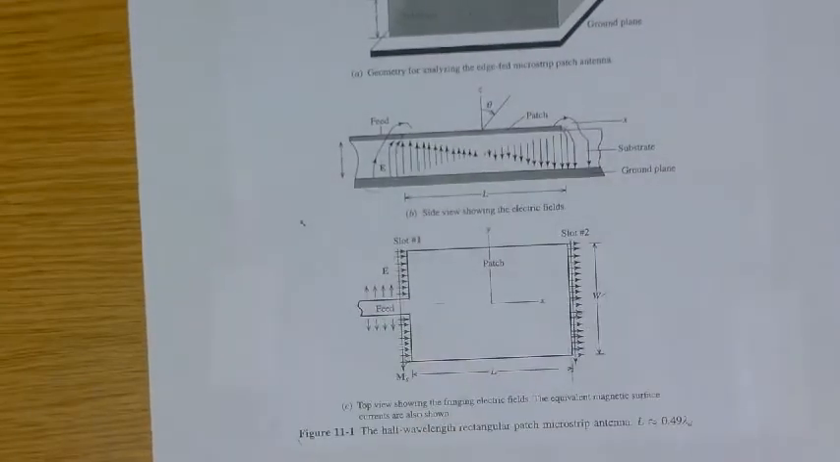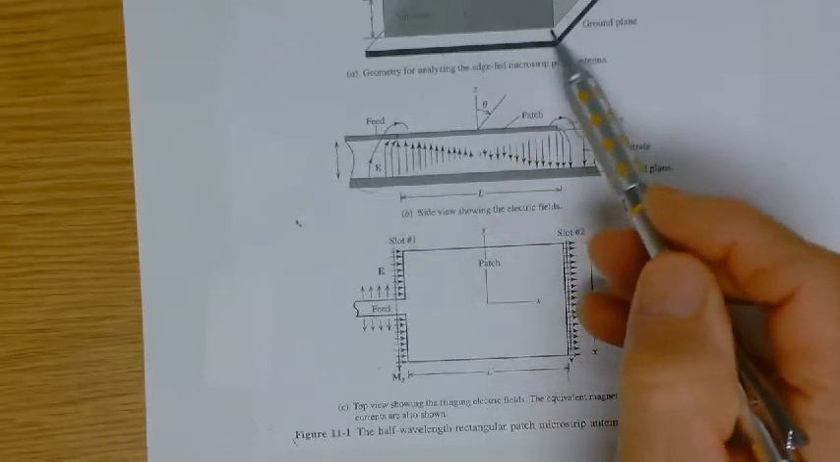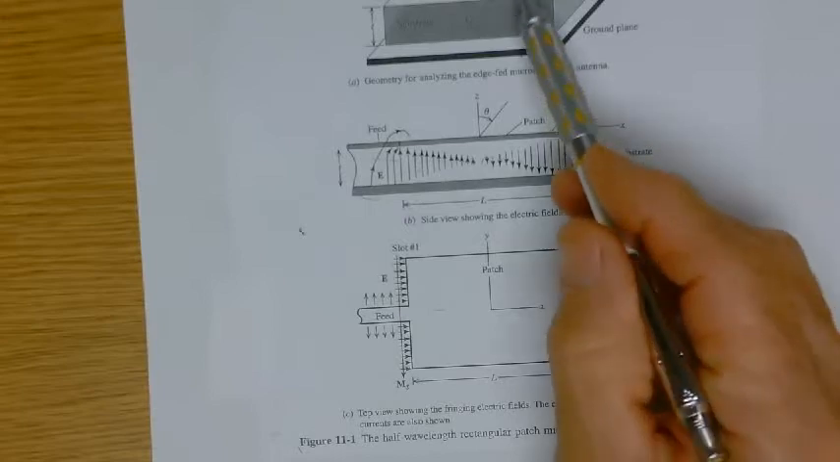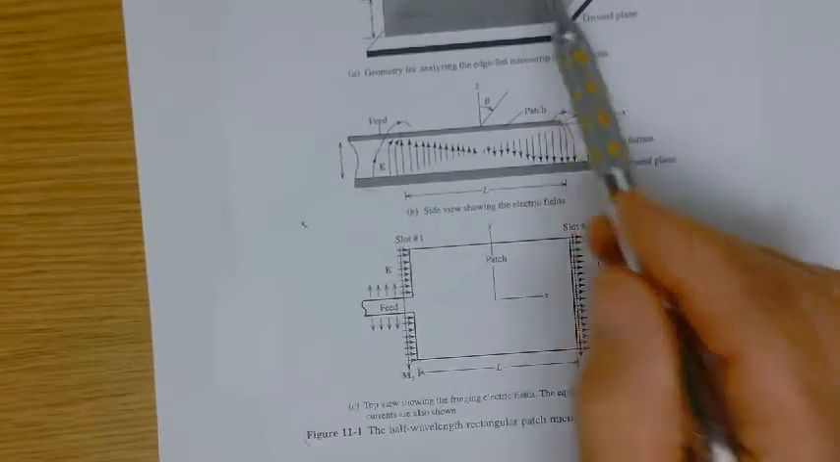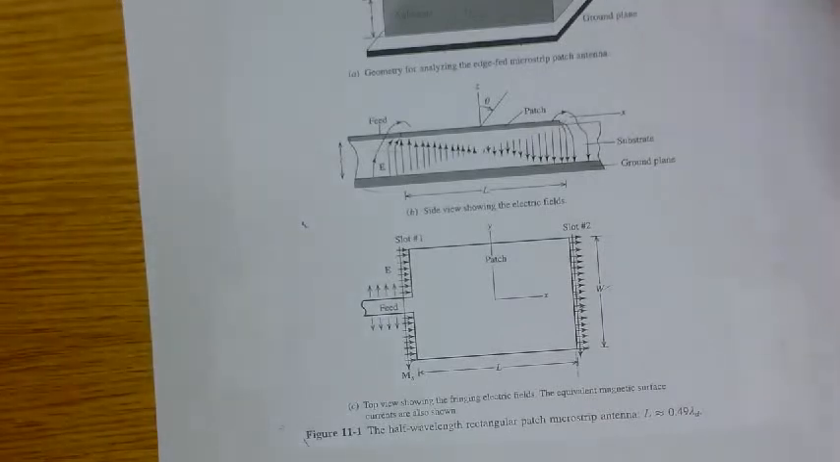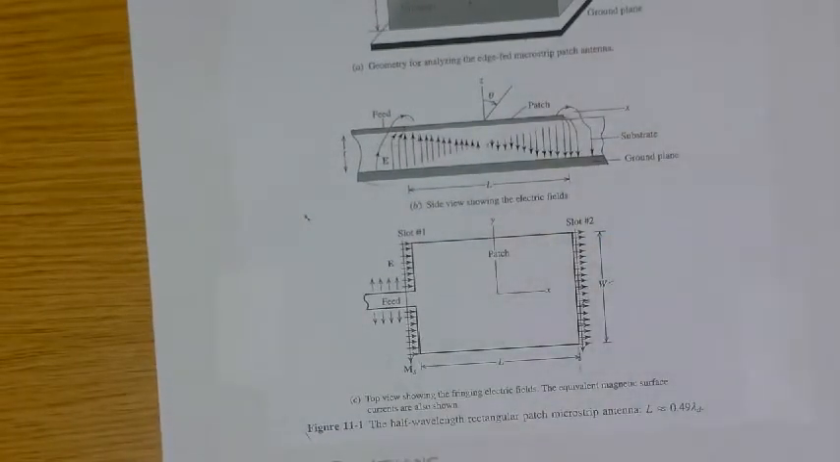There's some losses associated with the dielectric and the currents that are flowing on this finitely conducting substrate and patch. And so those will lower the radiation efficiency of the patch, and that needs to be taken into account. Okay, so right, that's the general concept.